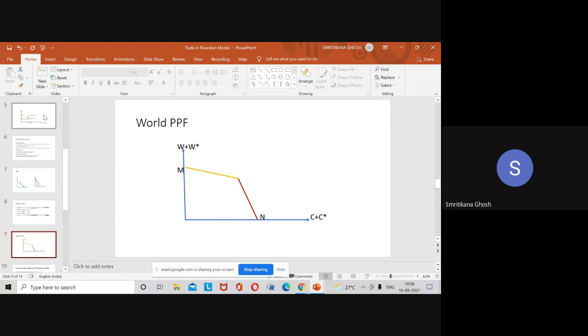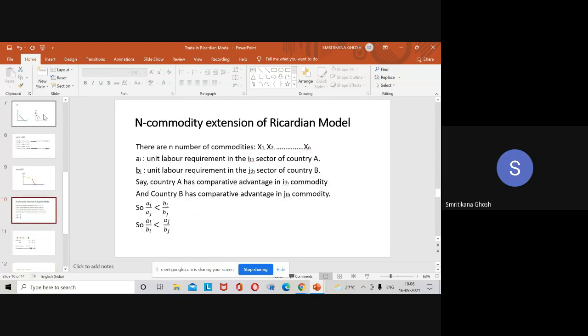So as I said in my last class, I am going to discuss the N-commodity extension of the Ricardian model. The logical explanation is there in the textbook, but the way I am going to discuss it is not in the textbook. So if you want, you can take the note in your class copy. Okay, so this is the N-commodity extension of the Ricardian model.